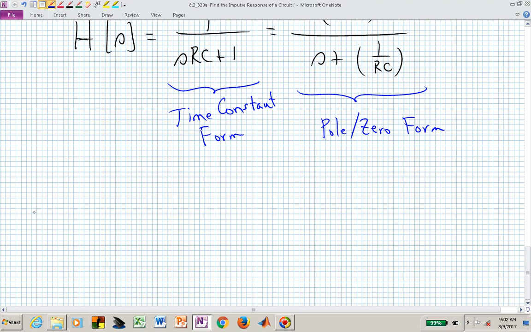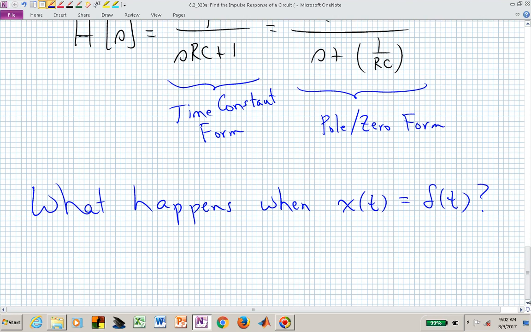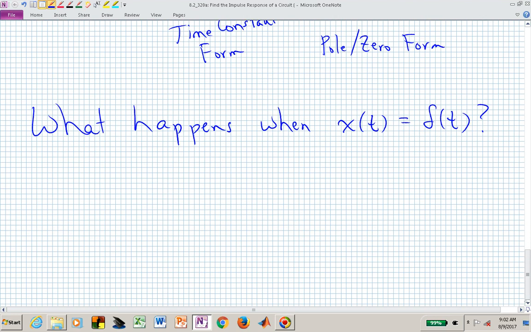What happens in our system when the input waveform, little x of t in the time domain, is in fact the impulse function? And we just derived that in a previous video.